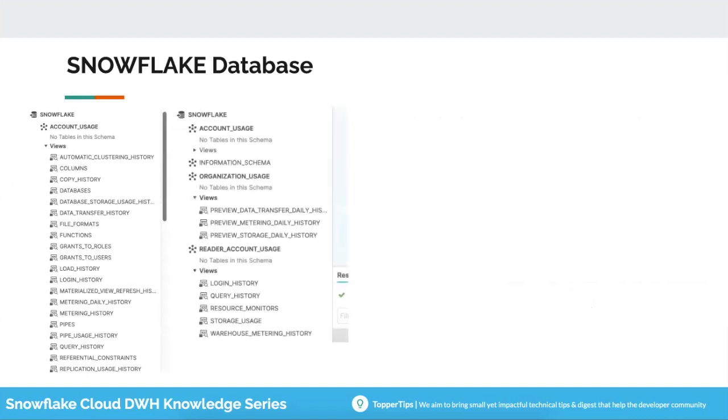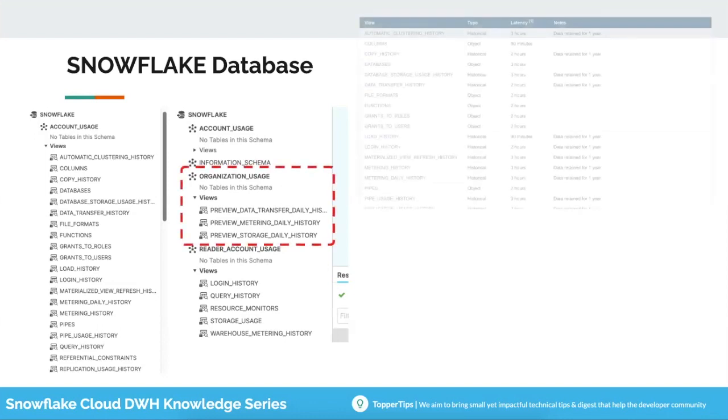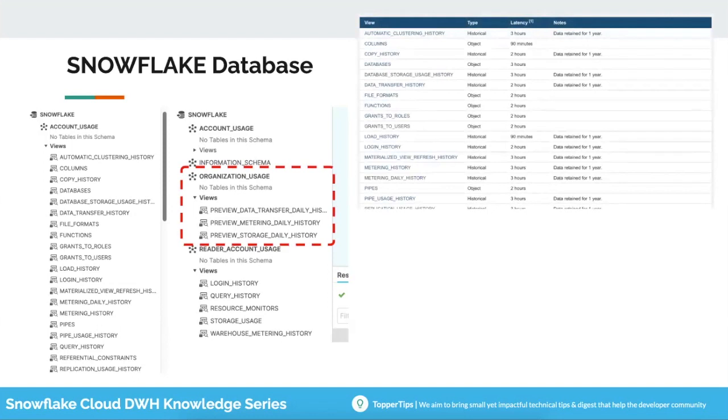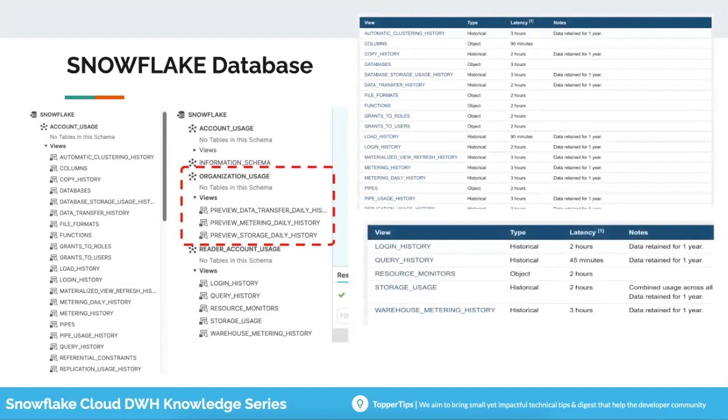As I was telling you, account usage is the first schema, and information schema is the second schema, which comes automatically for every database. Organization usage is one of the schemas which is now available. It was not available earlier, but now it is. And reader account usage. These are the 4 schemas which are available under the shared Snowflake database. And this is the documentation which is available, and you can also refer to this page to see the detailed information.